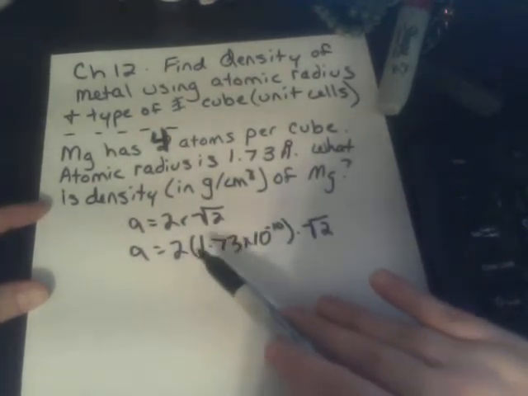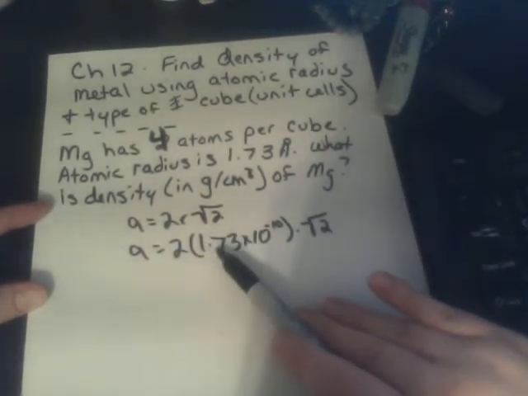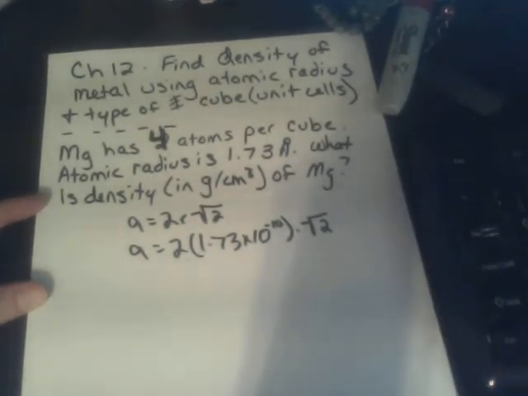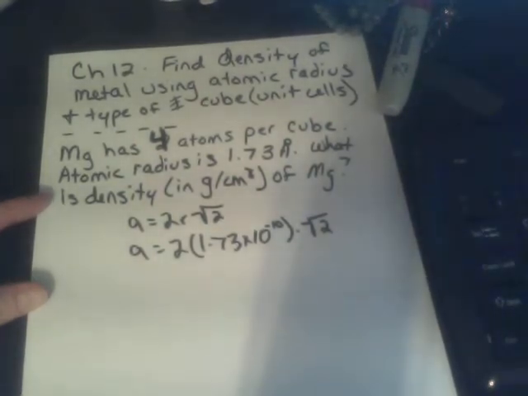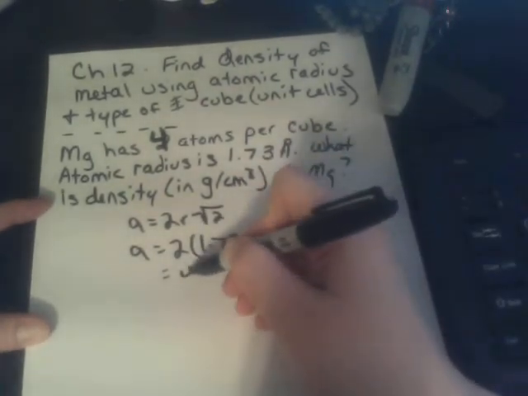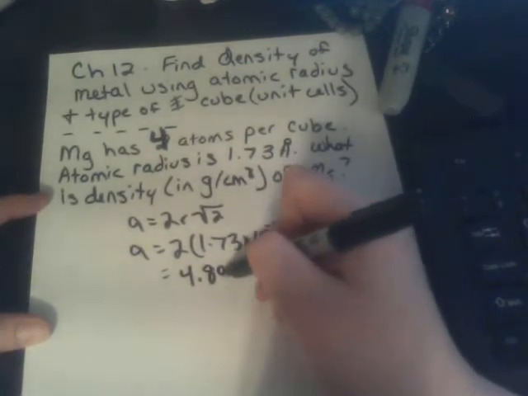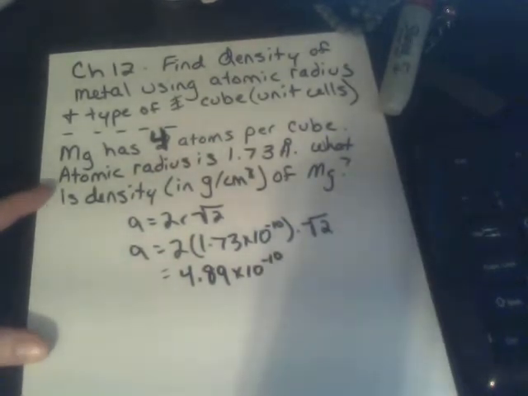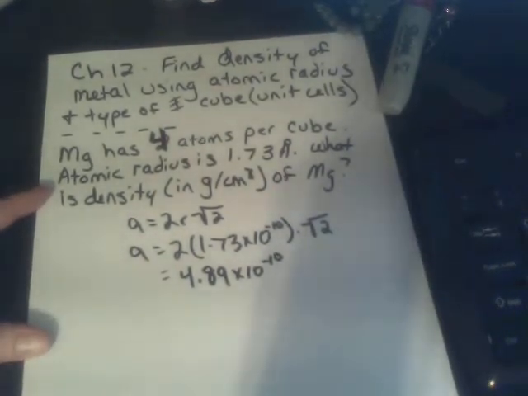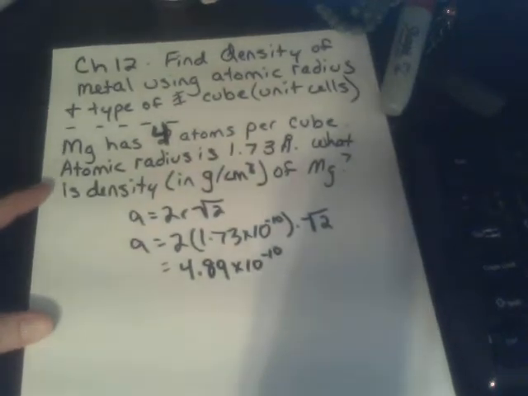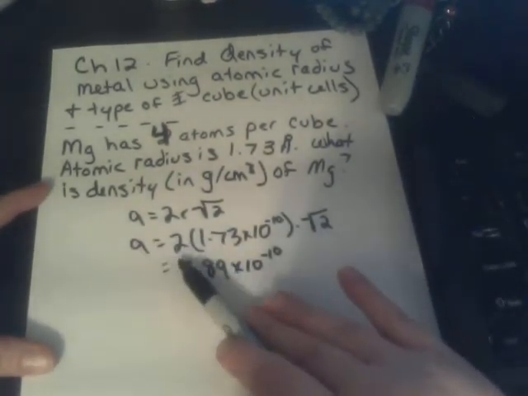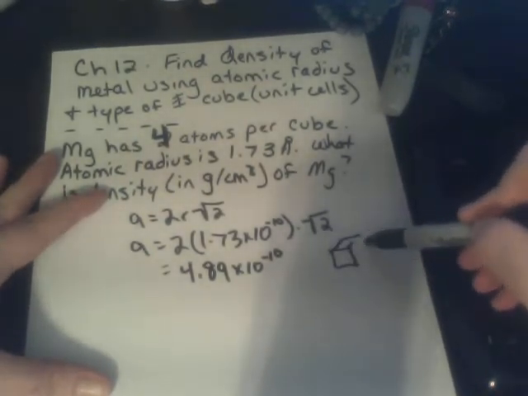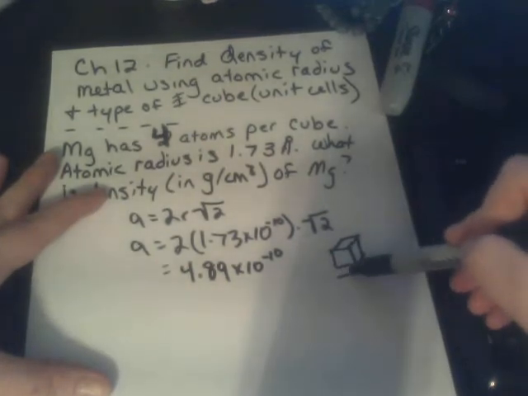So I just plugged in 2 times 1.73 times 10 to the negative 10, times the square root of 2. If you type that into a calculator, you get 4.89 times 10 to the negative 10. That is the length of the edge of the cube. Remember, a cube is a 3D thing, and we only calculated the edge of one.